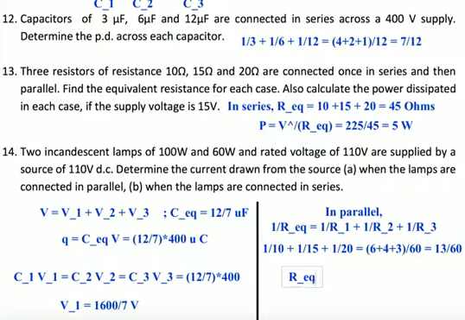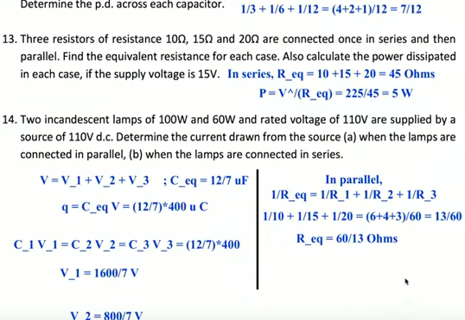R equivalent is the equivalent resistance, nothing but 60 by 13 ohms. Now you need to calculate the power dissipated in each case. The total power dissipated, same formula, V square upon R equivalent. V square is 225, R equivalent is 60 by 13.